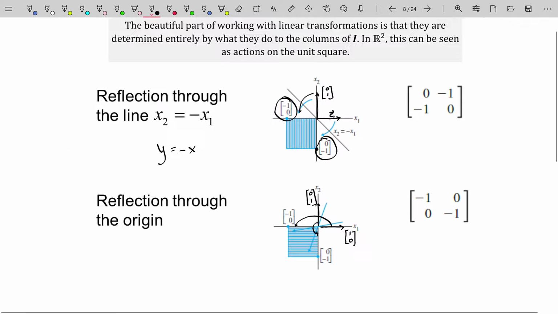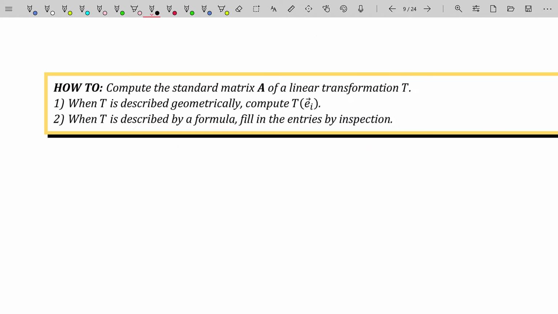You could do this all day long. I personally don't view it as transformations of a square, but some students do prefer that visual, so if that works for you, good. In the long run, if you need to compute the standard matrix of a linear transformation, you've got a couple choices.